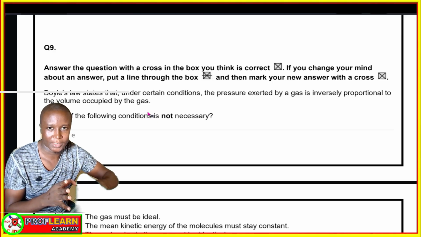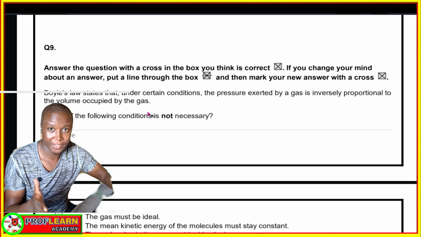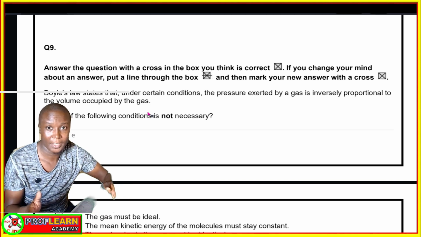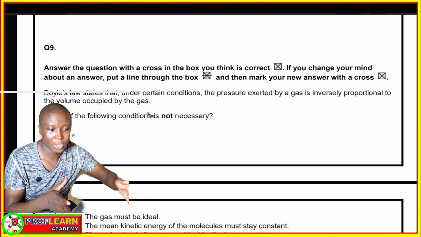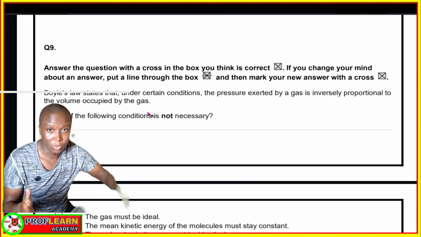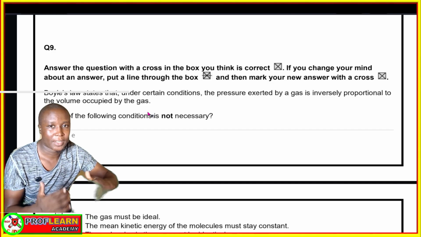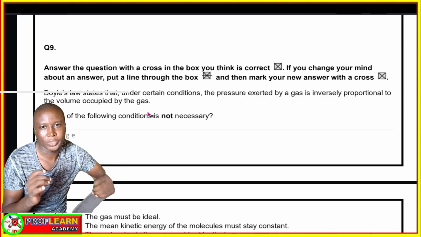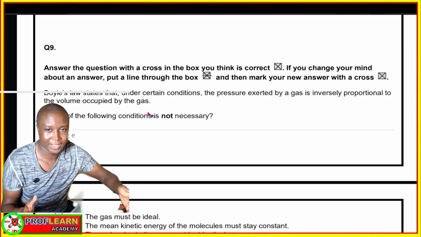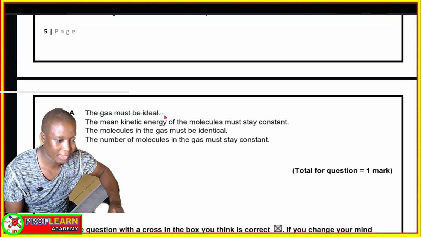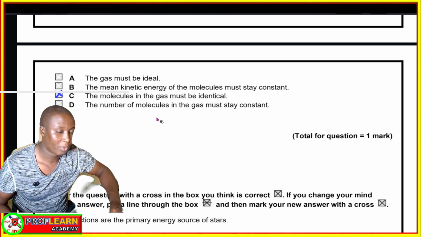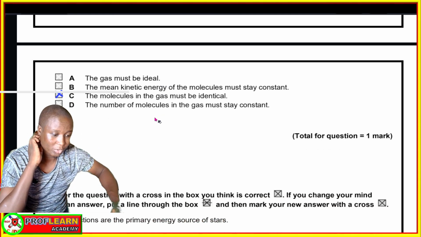affect the pressure exactly, because if the kinetic energy of the molecule is high, it means high pressure. And also, if the number of molecules increases, it means that the pressure also is going to increase, because there will be more collisions per unit area. And what must also be ensured is that the gas must be ideal for the laws to apply.